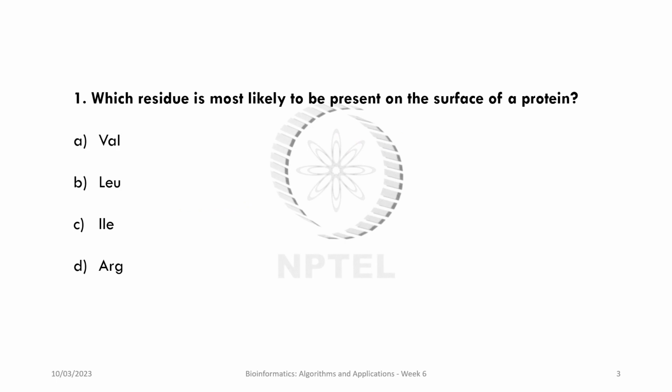Which residue is most likely to be present on the surface of a protein? We can always use the chat box. Option A, valine. Option B, leucine. Option C, isoleucine. And option D, arginine. Devangana has answered. Any other answers? Thank you, Kiran.